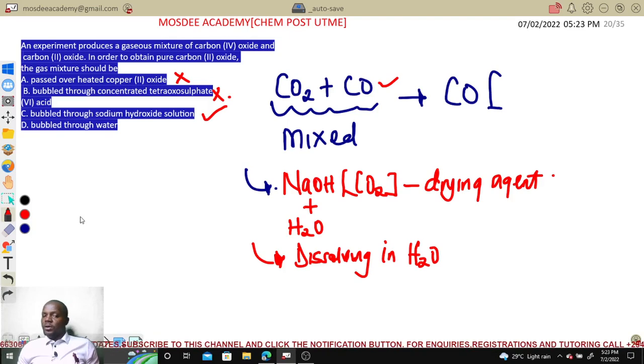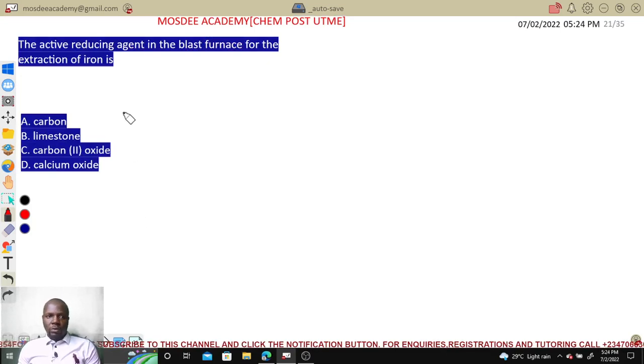So I will go for C because it's the best way to absorb CO2 and to obtain a pure CO, because the question says pure. So pure means the one that does not even have any CO2 in it. So the right answer to this is choice C, and that is why we are picking that. I hope students get that. The next is 21.